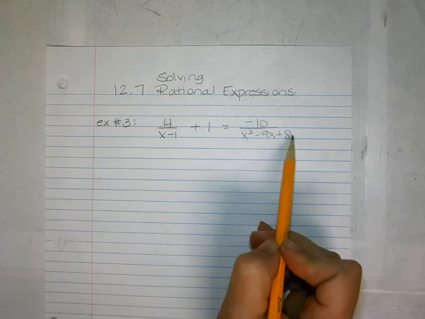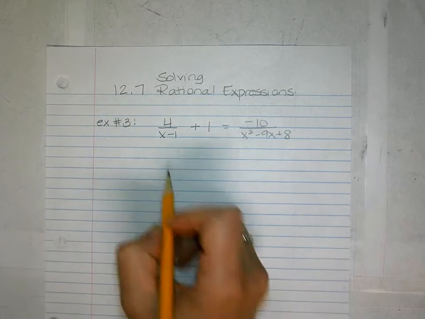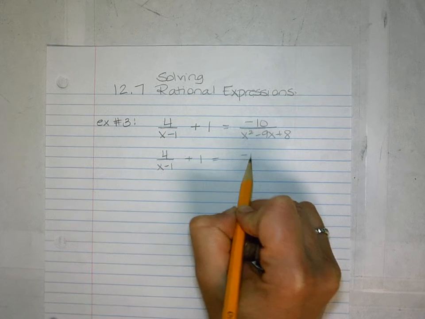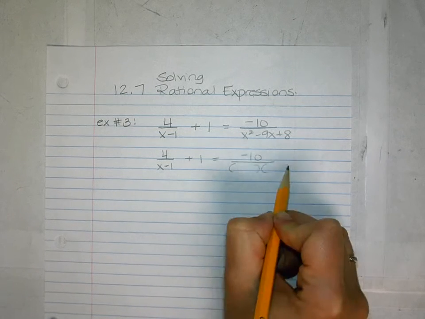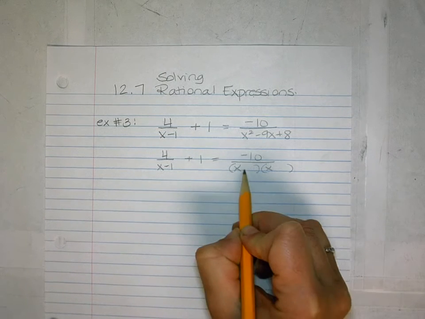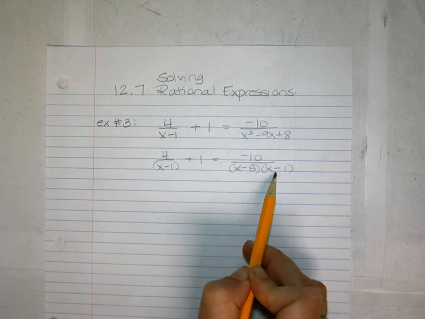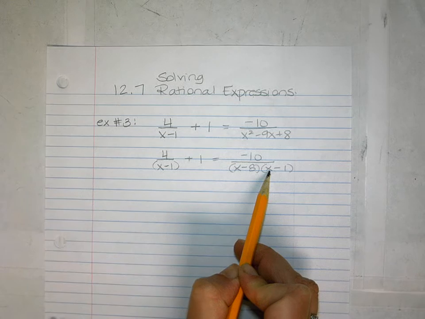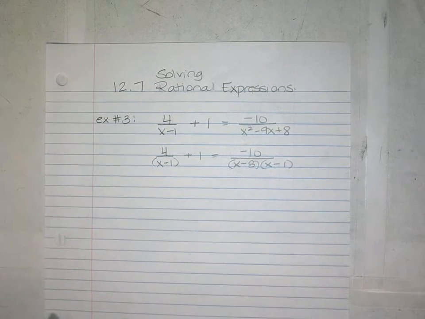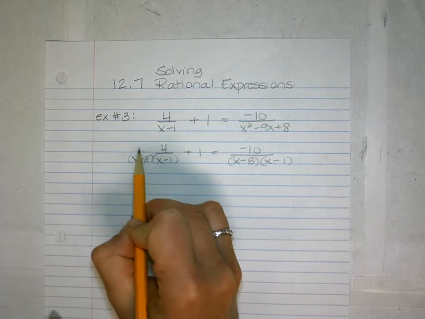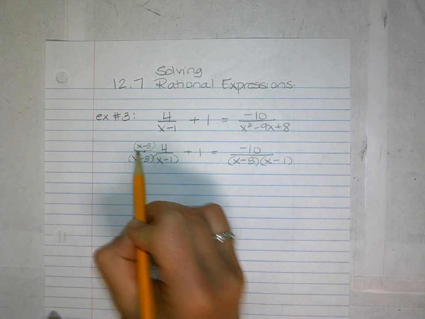To find a common denominator, I'm going to need to actually factor this first and see what this really looks like. So I'm going to rewrite my problem and factor my denominator over here. This factors to be what? Negative 8 times negative 1. Now if you notice, these already have a common factor of x minus 1, so this one needs an x minus 8 in order to have a common denominator.